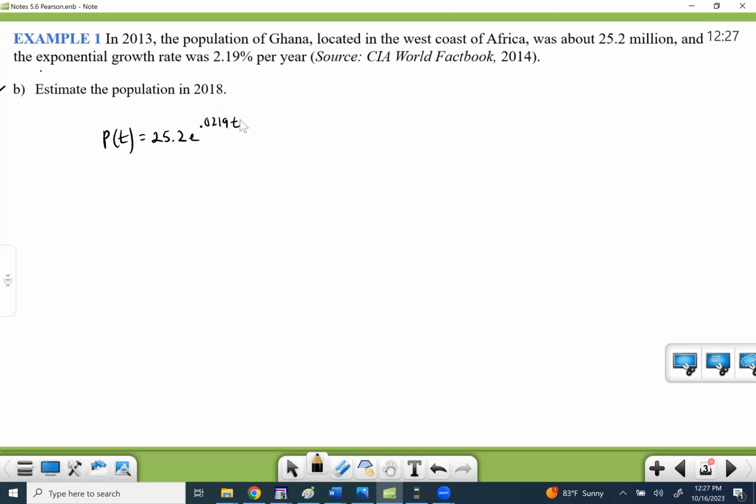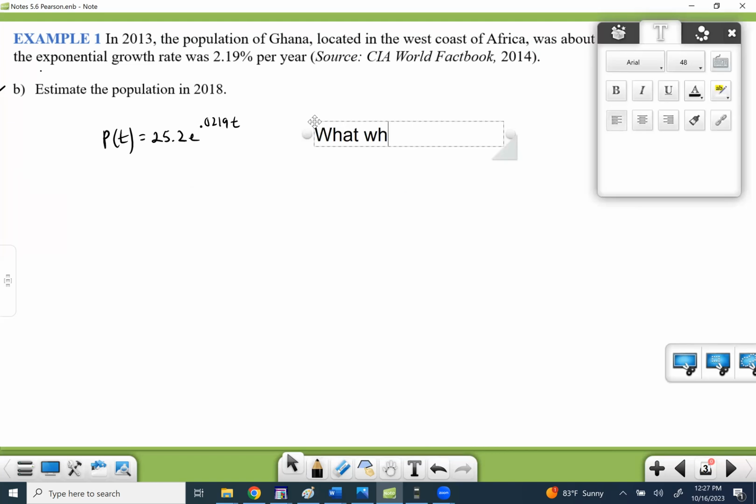All right, so it says estimate the population in 2018. Well, all we need to figure out is what the T is, right? Okay, so what should we use for T? It's going to be our question. So remember, T stands for the number of years since 2013.